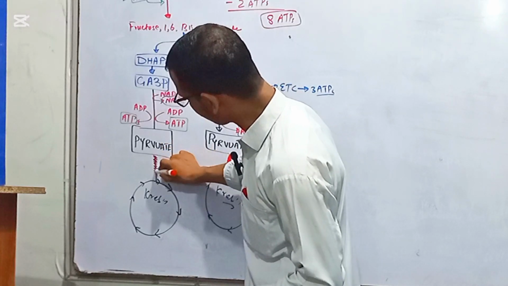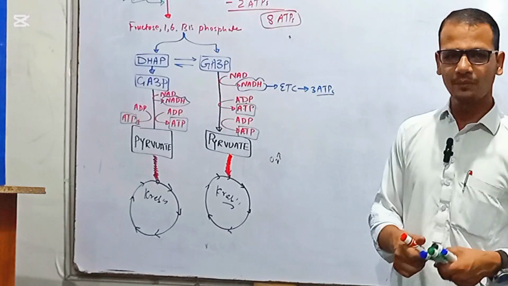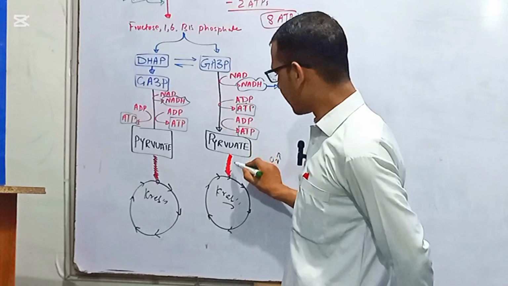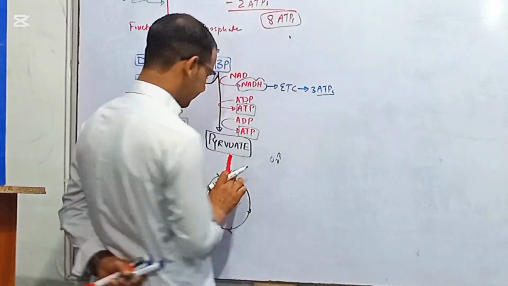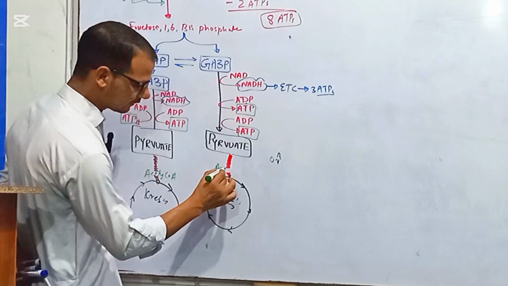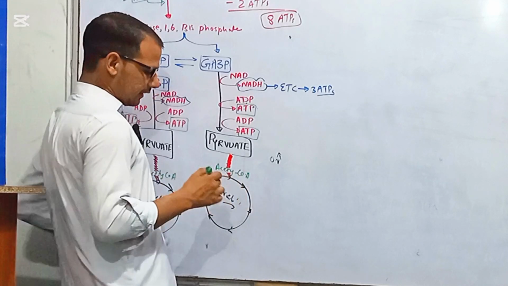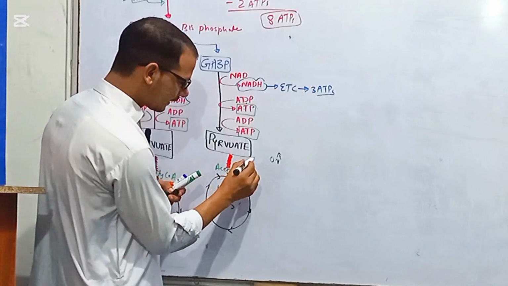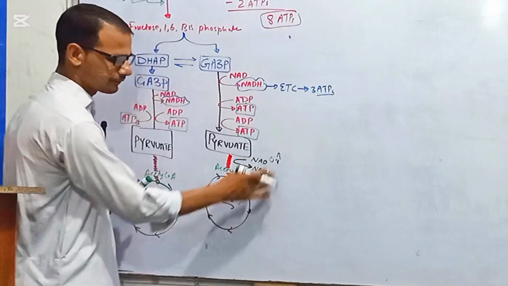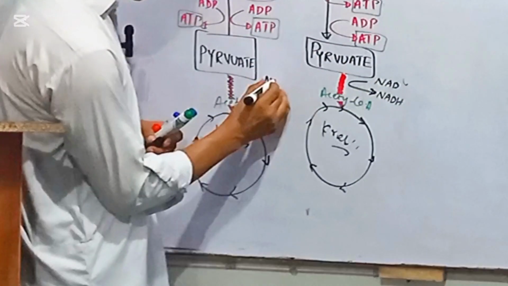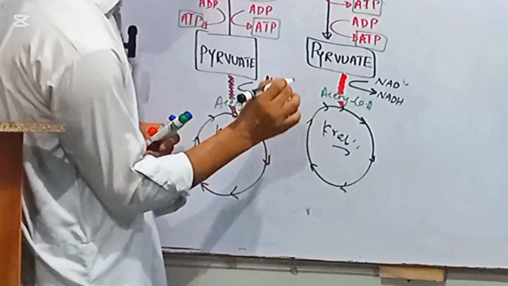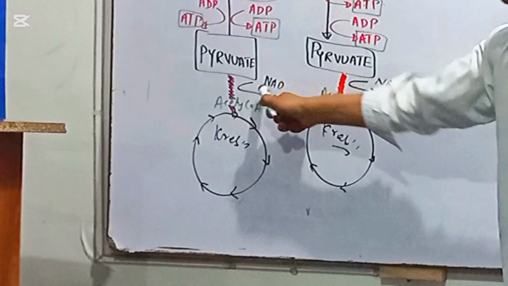When this pyruvate is converted into acetyl coenzyme A, energy will be produced. Now listen. Here, when this pyruvate is converted into acetyl CoA, 1 NAD is converted into 1 NADH. Right, here also 1 NAD is converted into NADH. So how many ATPs are formed here in link reaction?